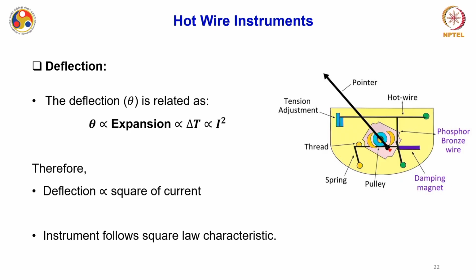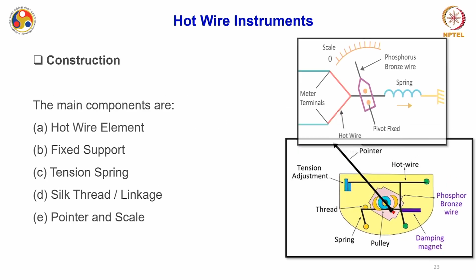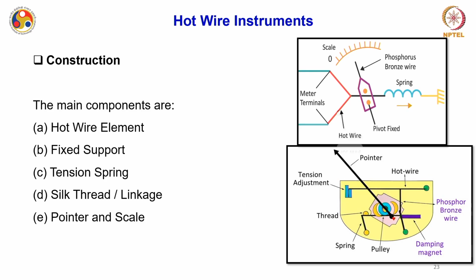So the deflection theta is directly proportional to the expansion delta L. This is directly proportional to delta T, which is in turn proportional to I square. Therefore, the deflection is directly proportional to the square of the current, I square. So this kind of instrument also shows a square law characteristic and can be classified as a square law instrument.